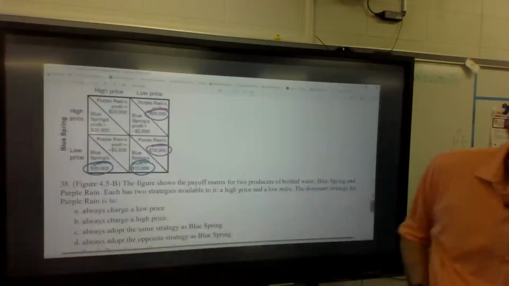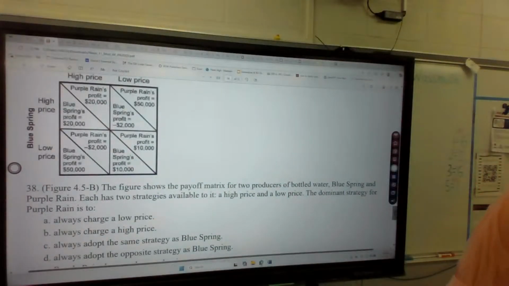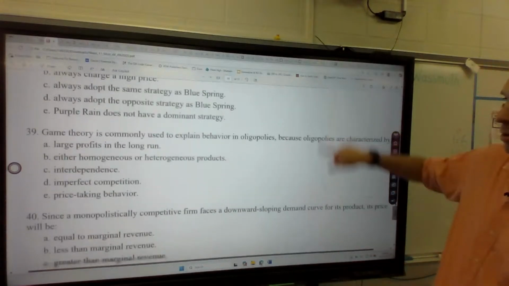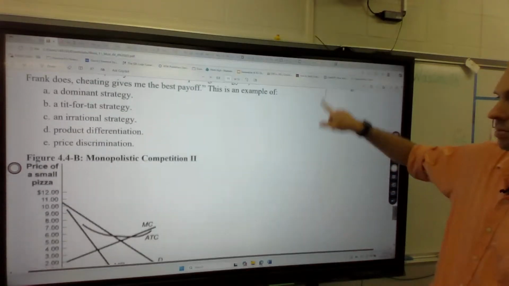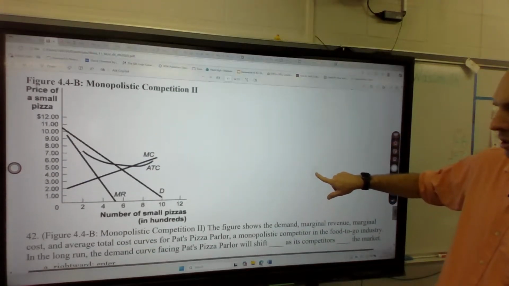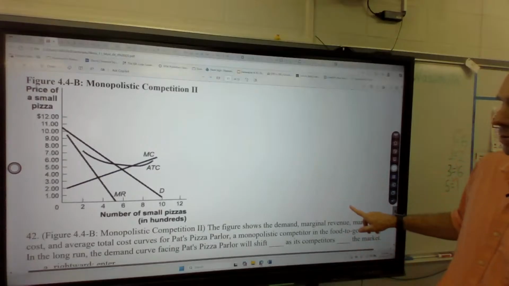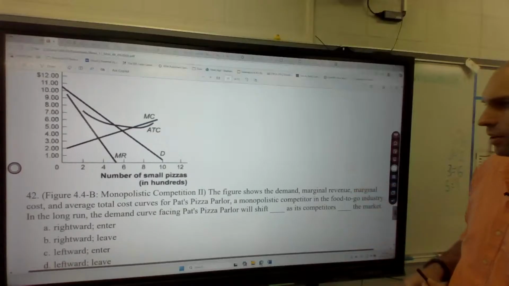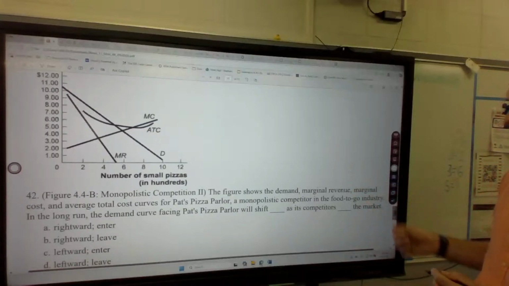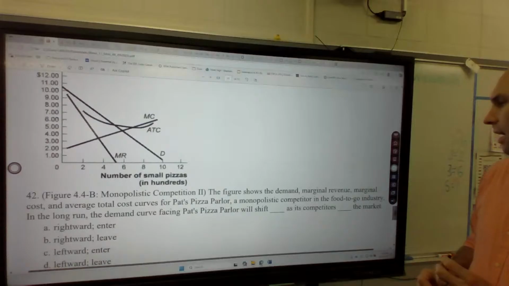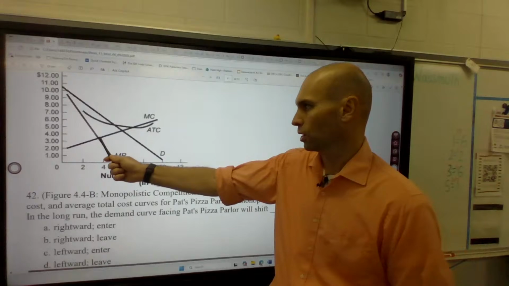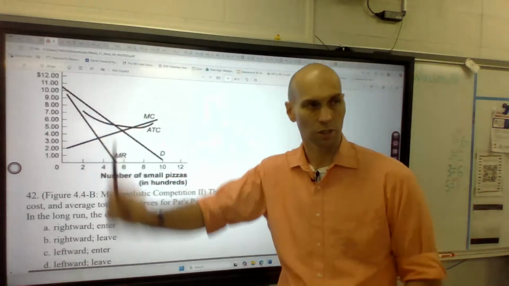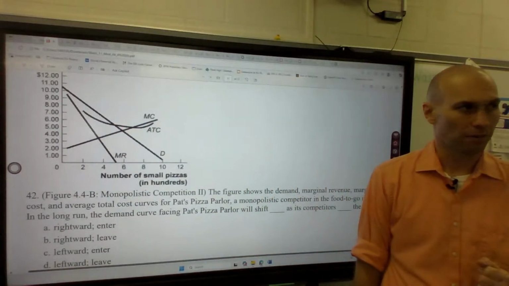All right, last one. 42. Monopolistic competition. That's the price of a small pizza. Let me scroll up to there. In the figure, it shows demand, marginal revenue, marginal cost, and average total cost for a pizza parlor, a monopolistic competitor in the food to go industry in the long run. So what are they doing? Demand is above ATC. So what is this firm earning? Profit. It's earning a profit.